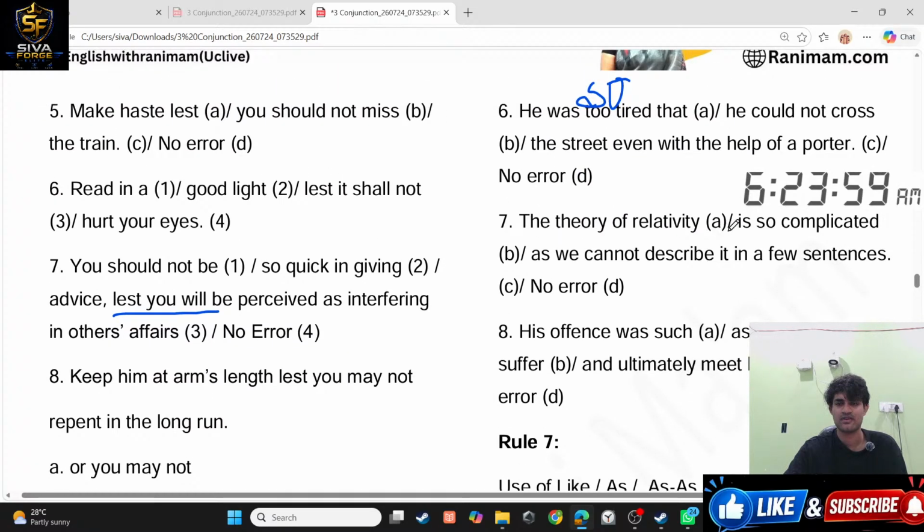The theory of relativity is so complicated as we cannot describe it in a few sentences. So we cannot describe it in a few sentences. His offense was such that he was bound to suffer, and I'm not able to do that.